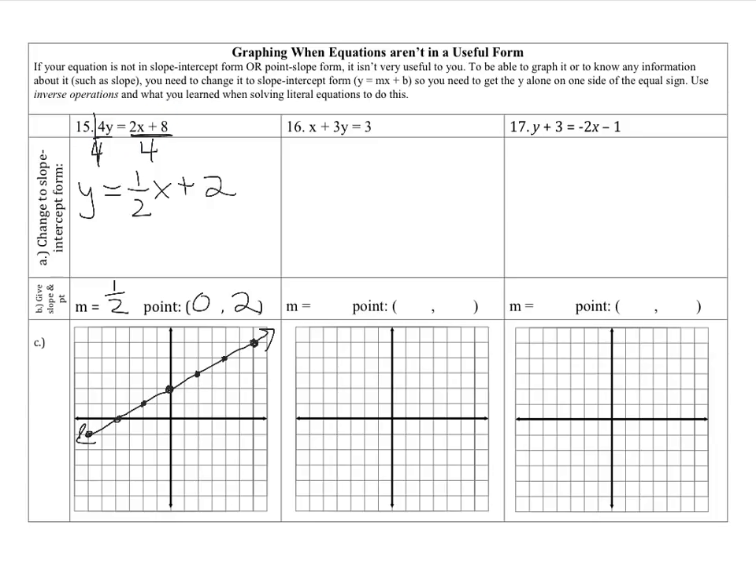Let's take a look at number 16. So number 16, we need to get y alone in order for this to be in slope-intercept form. So what I'm going to do is start by subtracting x first to get that x to the other side, and I'm going to get 3y equals 3 minus x. And then I'm going to divide everything by 3. The 3's on the left-hand side cancel out, and then I'm left with y equals, now take a look at what we have here. 3 over 3 is 1, so I've got 1. And now if you look here, you've got a negative x. What number would go in front of that x?